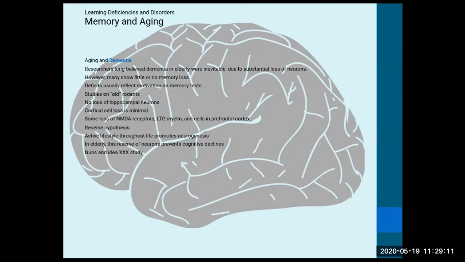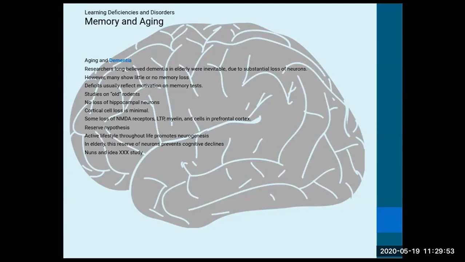So back in the day, researchers long believed that dementia in the elderly was inevitable. As we are breaking down, as we are aging, as our skin is wrinkling and our hair is graying and all of that, we are just bound to lose neurons. They're just going to die out. But what we see in a lot of people is that there are plenty of people and plenty of studies to show that although some neurons are lost, a lot of people show little to no memory loss, even as they approach over the age of 60 or even 70.